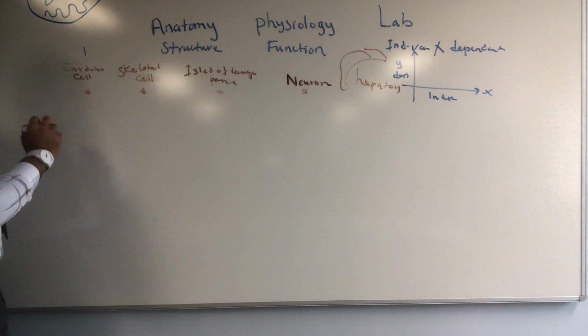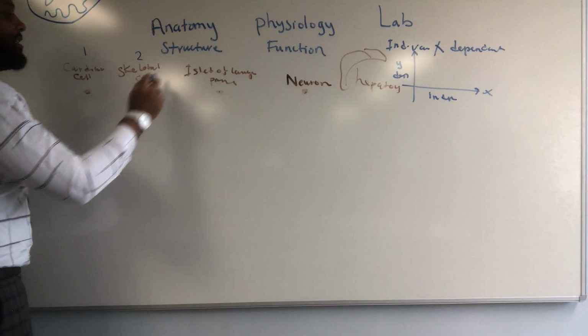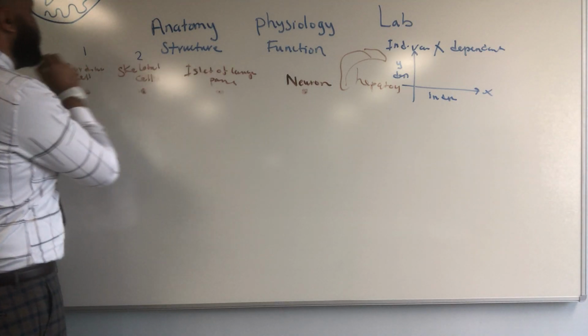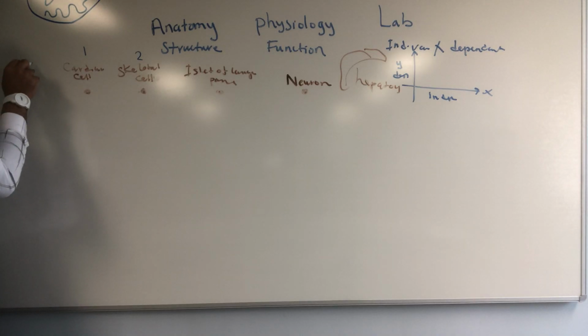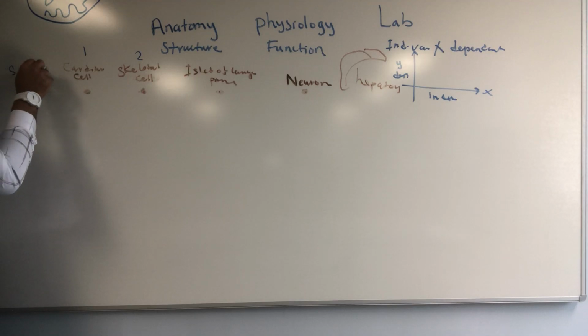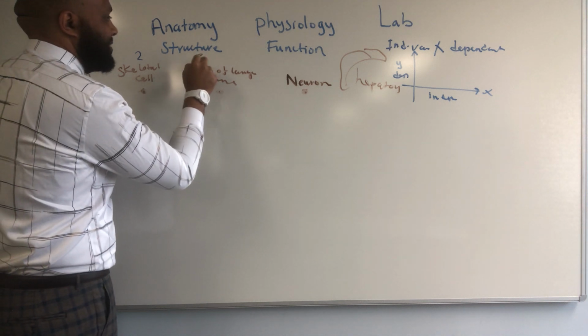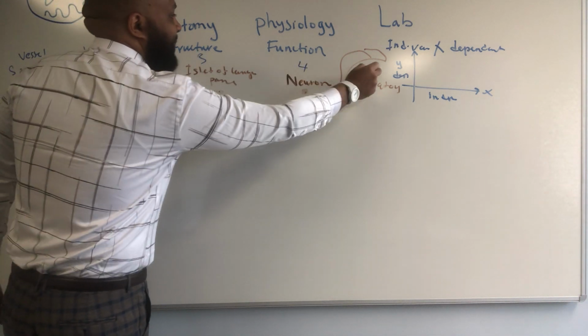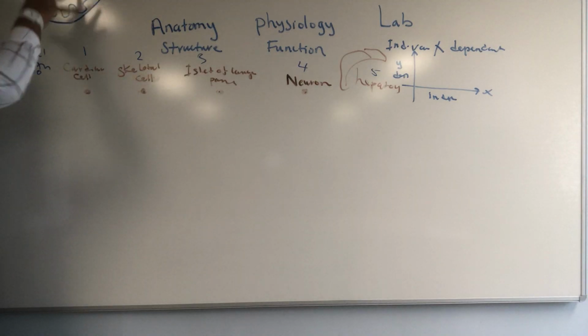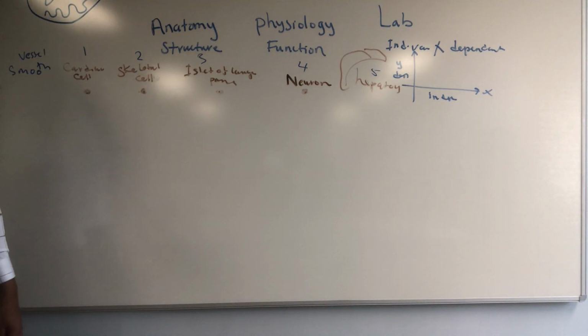The cardiac muscle cell, the skeletal muscle cell, the smooth muscle cell, for example. So many different types of cells. Smooth muscle cells, like in the blood vessels, the islet of Langerhans, the pancreas cells, the neuron cells, the hepatocyte cells. They all have the same DNA. Then why do they look different?